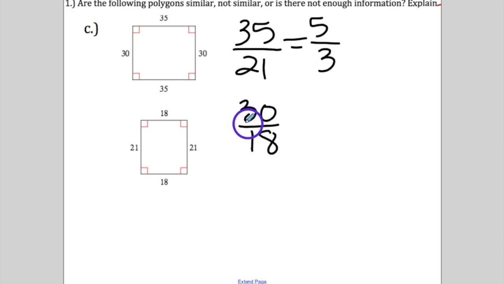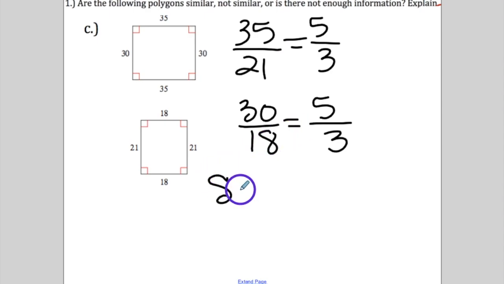And for this bottom ratio here, it looks like 6 is going to be the largest number that goes into both. 6 goes into 30 5 times, and 6 goes into 18 3 times. And so both of these reduce to 5/3. And the angles are marked with the right angle symbol, so we know the angles are congruent. And so that meets the criteria for similarity, that the angles are congruent and the sides are proportional. And so we would say that these are similar shapes.